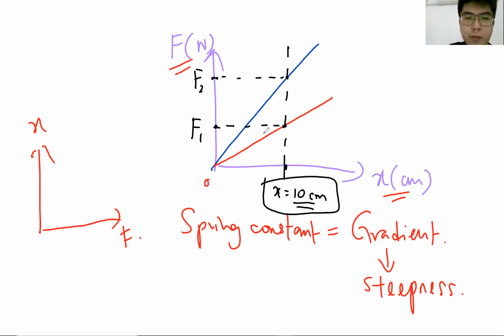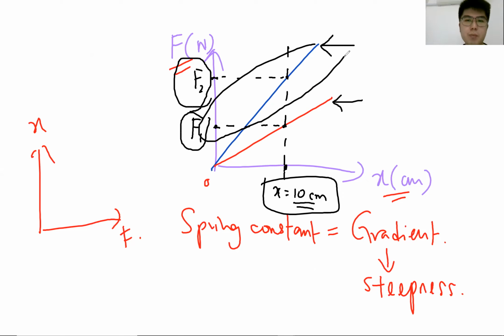So to extend both of these springs to 10 cm, the force required is F1 for the red one. The force required is F2 for the blue spring. Which force is higher? Of course, F2 is higher because it is higher up in the scale. So to extend the blue spring, I need a higher force. To extend the red spring, I need a lower force. So straight away you can tell the blue one has a higher spring constant. There are two ways you can tell it. First, you look at the gradient, or second, you plot the vertical and horizontal line, and then you connect and see the value.